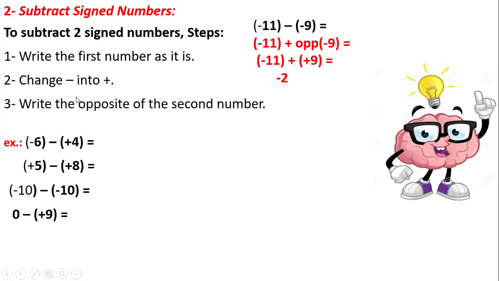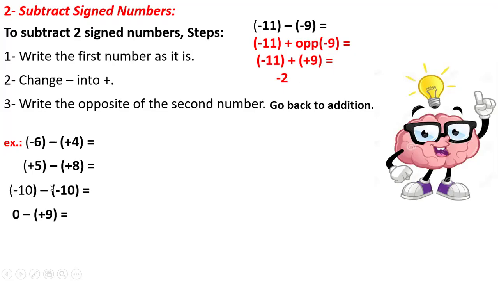Step number 3, we write the opposite of the second number. So we find the opposite of minus 9. Now minus 11 plus, what's the opposite of minus 9? It is plus 9. Now we go back to addition steps. I have addition. Two signed numbers, one is negative, one is positive. Since they are different, I look for the greatest. 11 is the greatest, its sign is minus, so my answer will be minus, and I subtract. Always the bigger minus the smaller. 11 minus 9 is 2.